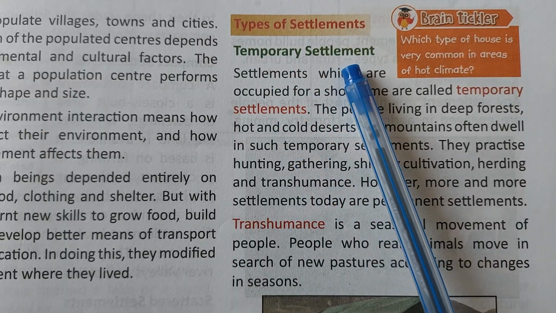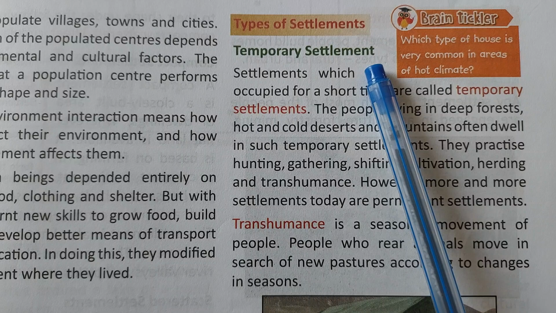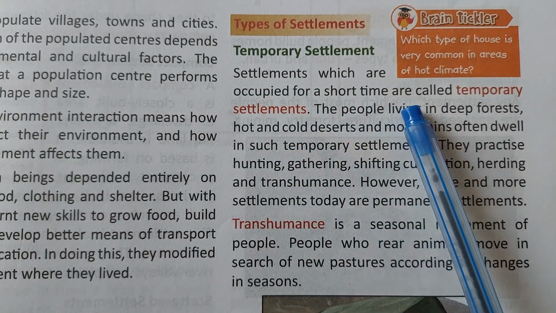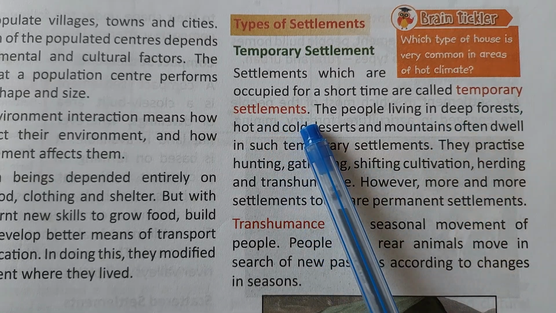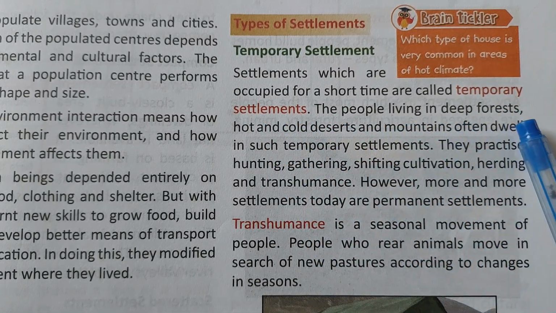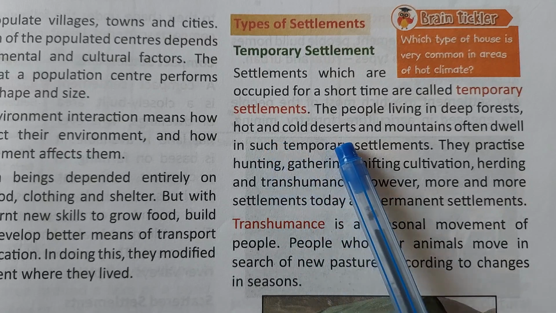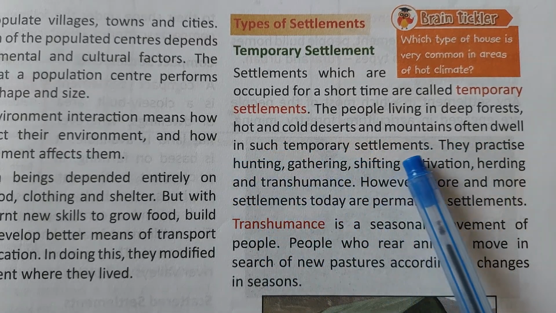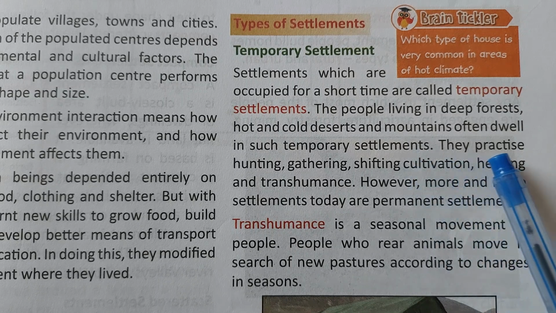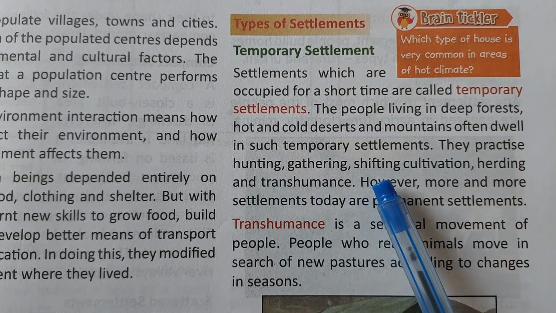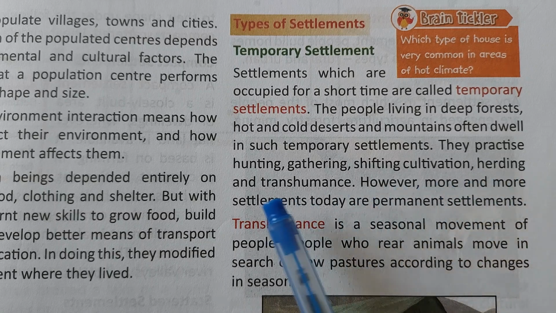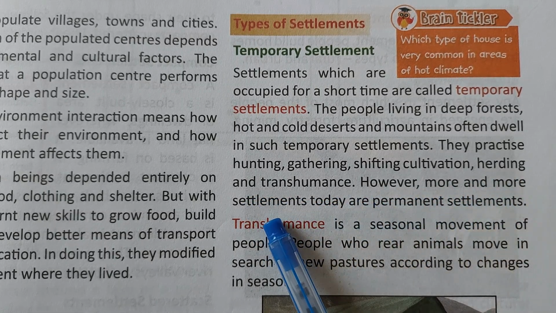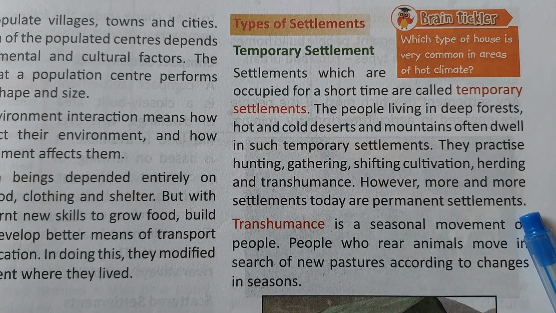Types of settlements. Temporary settlement. Settlements which are occupied for a short time are called temporary settlements. The people living in deep forests, hot and cold deserts and mountains often dwell in such temporary settlements. They practice hunting, gathering, shifting cultivation, herding, and transhumance. However, more and more settlements today are permanent settlements.